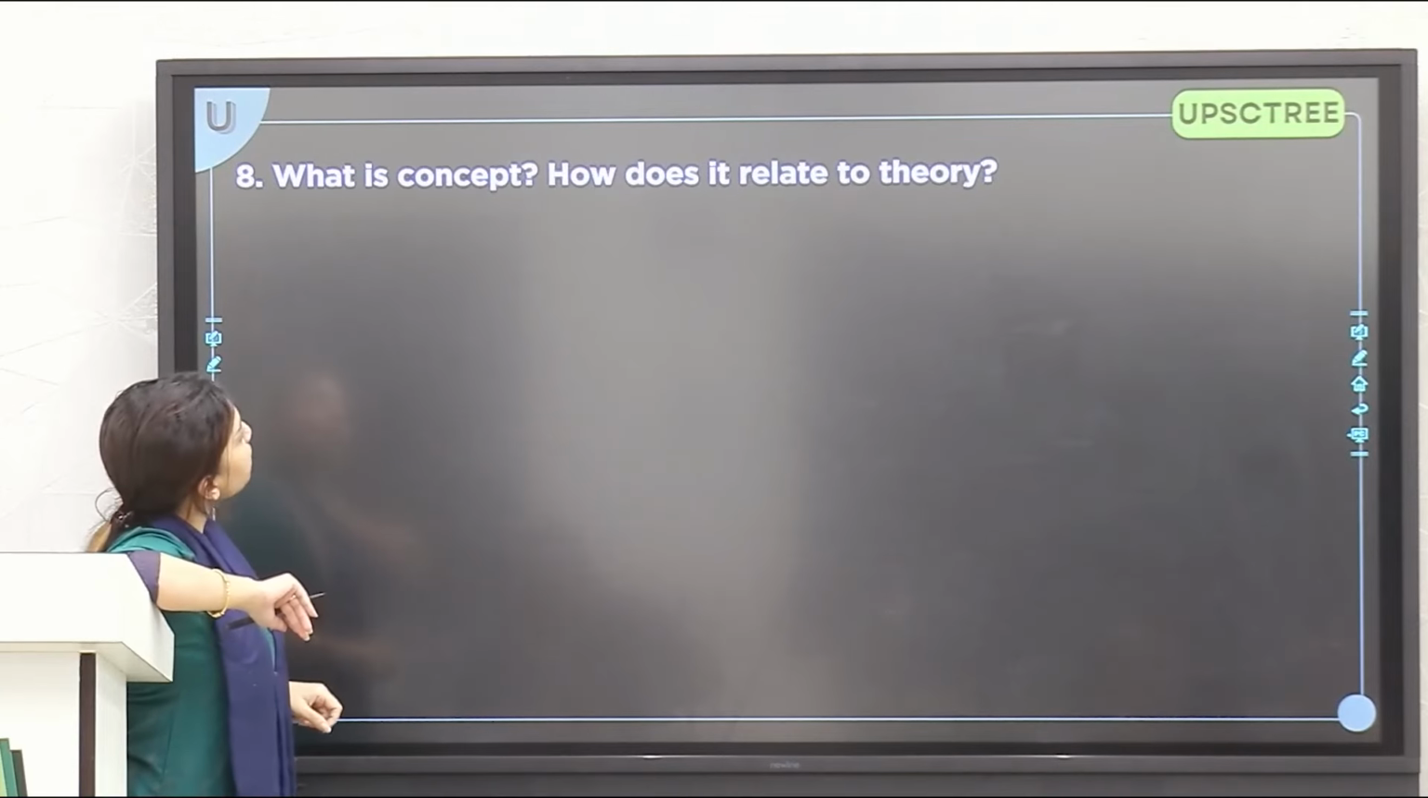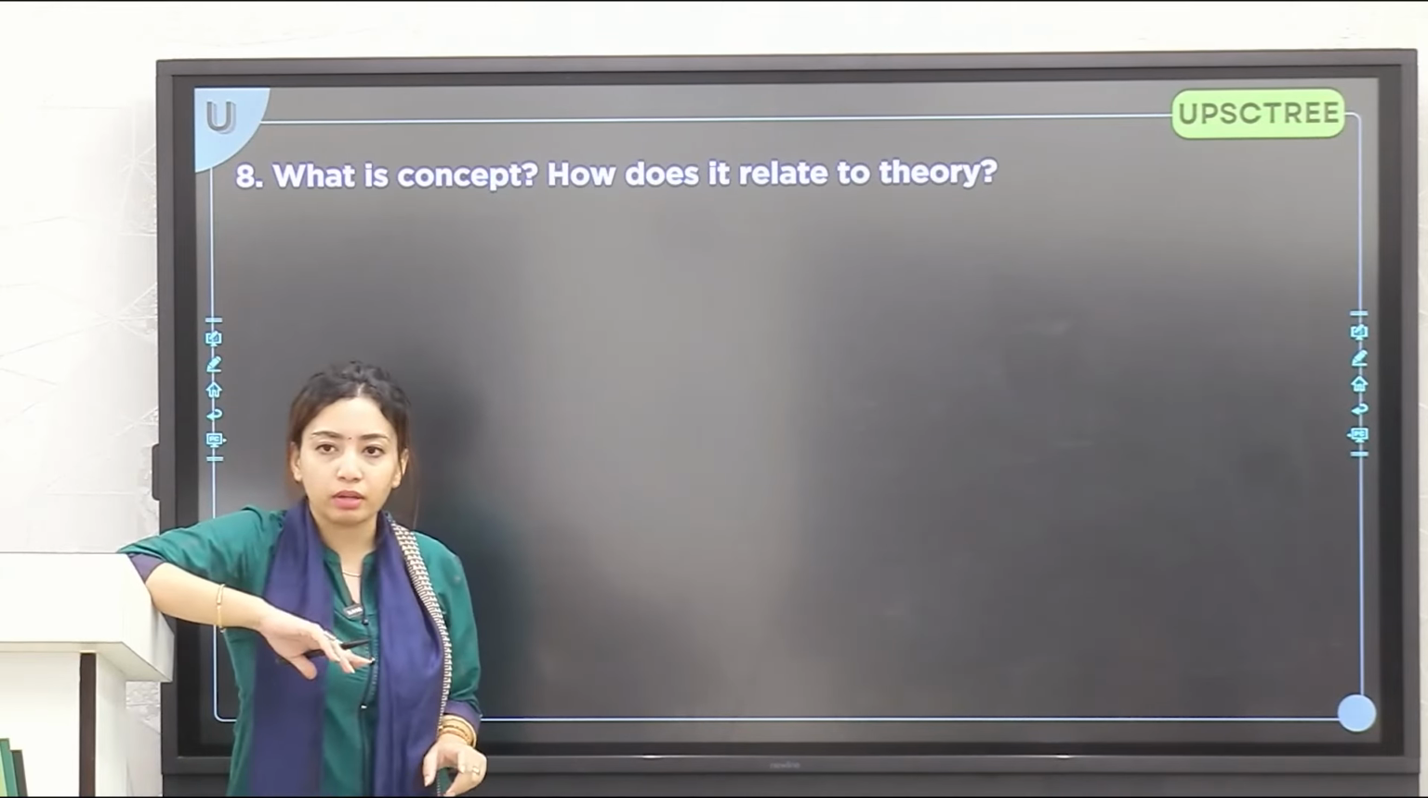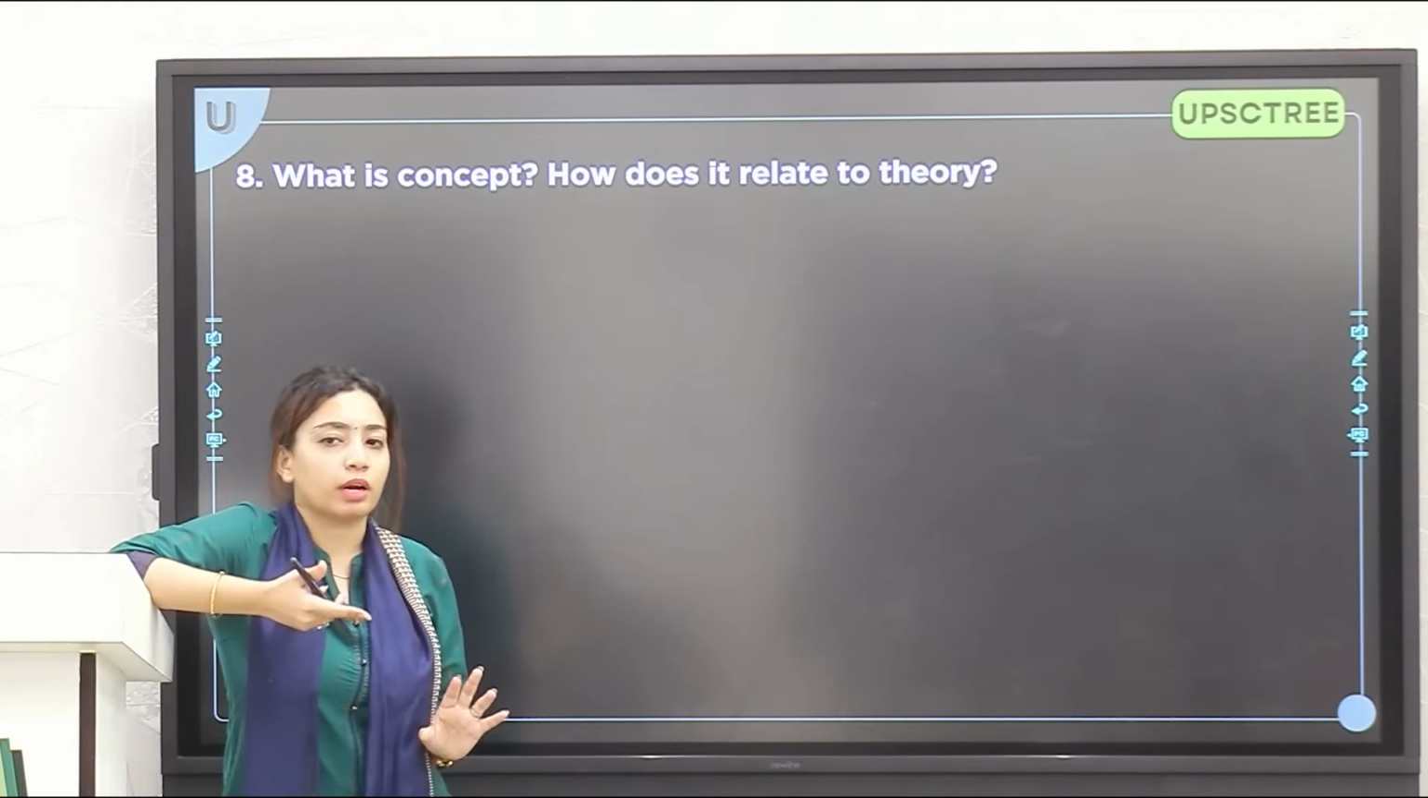Then what is concept? How does it relate it to theory? I think we have discussed about it. It is completely factual. Write down.